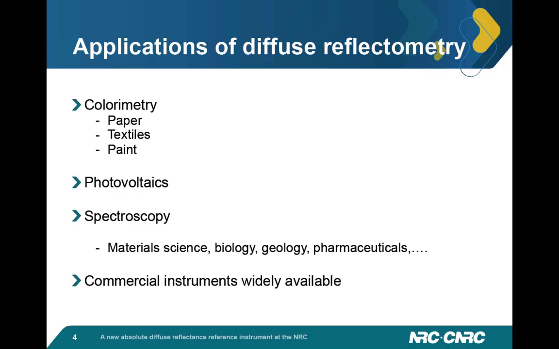And of course, for these measurements to be useful, especially in industry, they need to be traceable. So to provide that traceability, national measurement institutes such as NRC in Canada or NIST here in the USA maintain absolute reference instruments for realizing this scale. So basically, if you want to measure diffuse reflectance, what's the 100%? What corresponds to 100% reflectance?